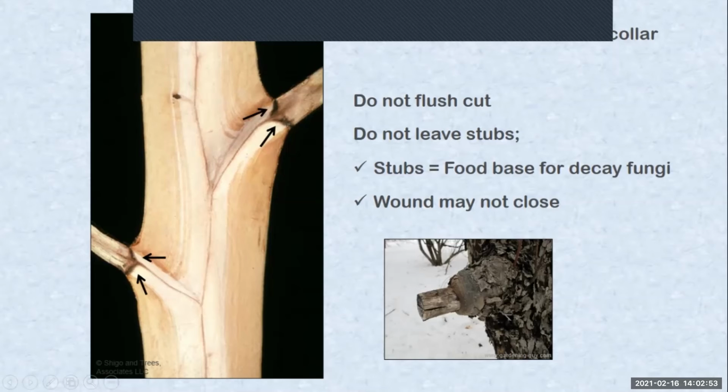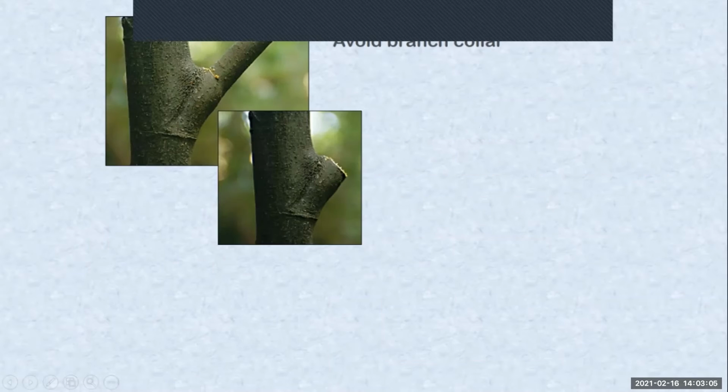The pruning will be talked about in the future. I don't have a lot of experience with pruning, so this is about as far as I can go in explaining pruning. I think Graham will probably be the one that will talk more about pruning. So, just showing a proper pruning cut outside of the branch collar.